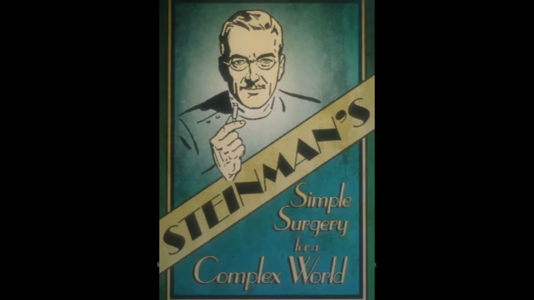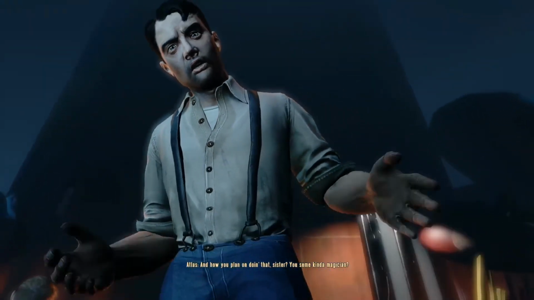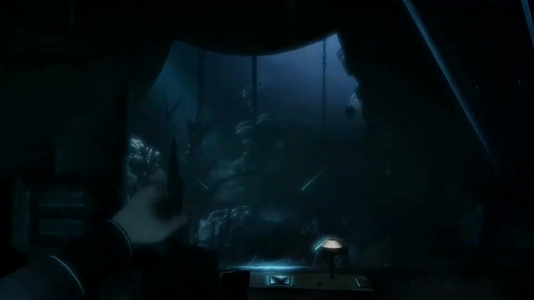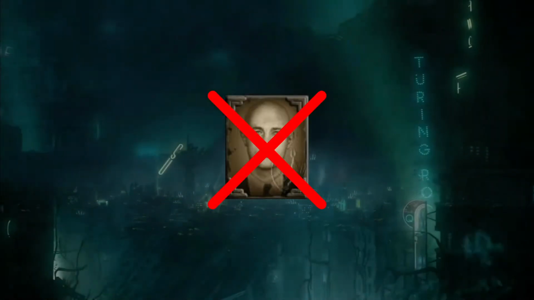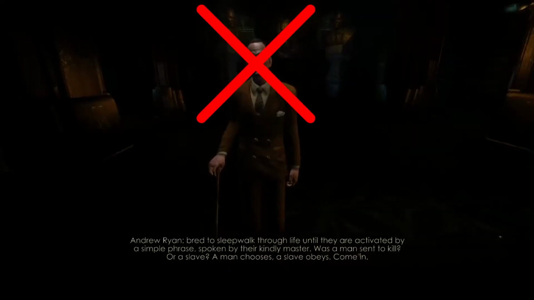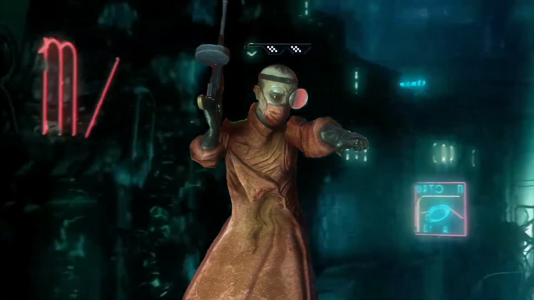Did you know that Dr. Steinman was the surgeon who changed Frank Fontaine's face into Atlas, and his henchman Reggie's face into Frank Fontaine? This action would change the history of Rapture, because Frank would fake his own death and become Atlas, and then take down Andrew Ryan. For such a minor character, Dr. Steinman's actions can definitely be felt throughout Rapture.